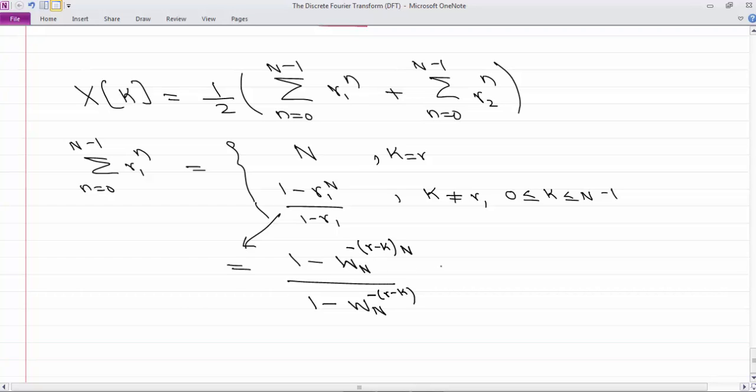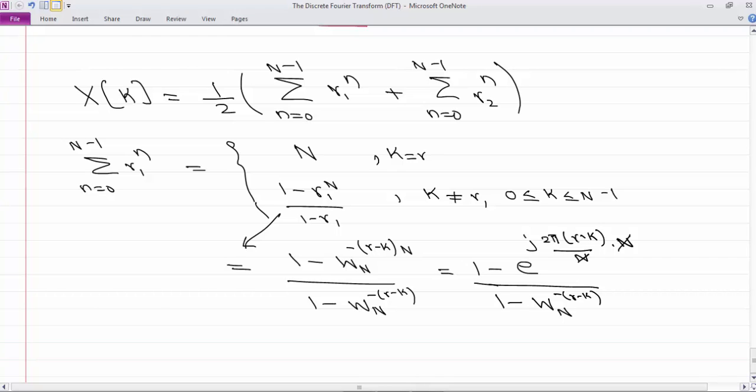Let's look at the numerator. Okay. So this is 1 minus e to the j 2 pi r minus k over capital N times capital N. Okay. So this capital N cancels. I'm going to keep the denominator as it is. So the numerator is 1 minus e to the j 2 pi r minus k. R is an integer, k is an integer.